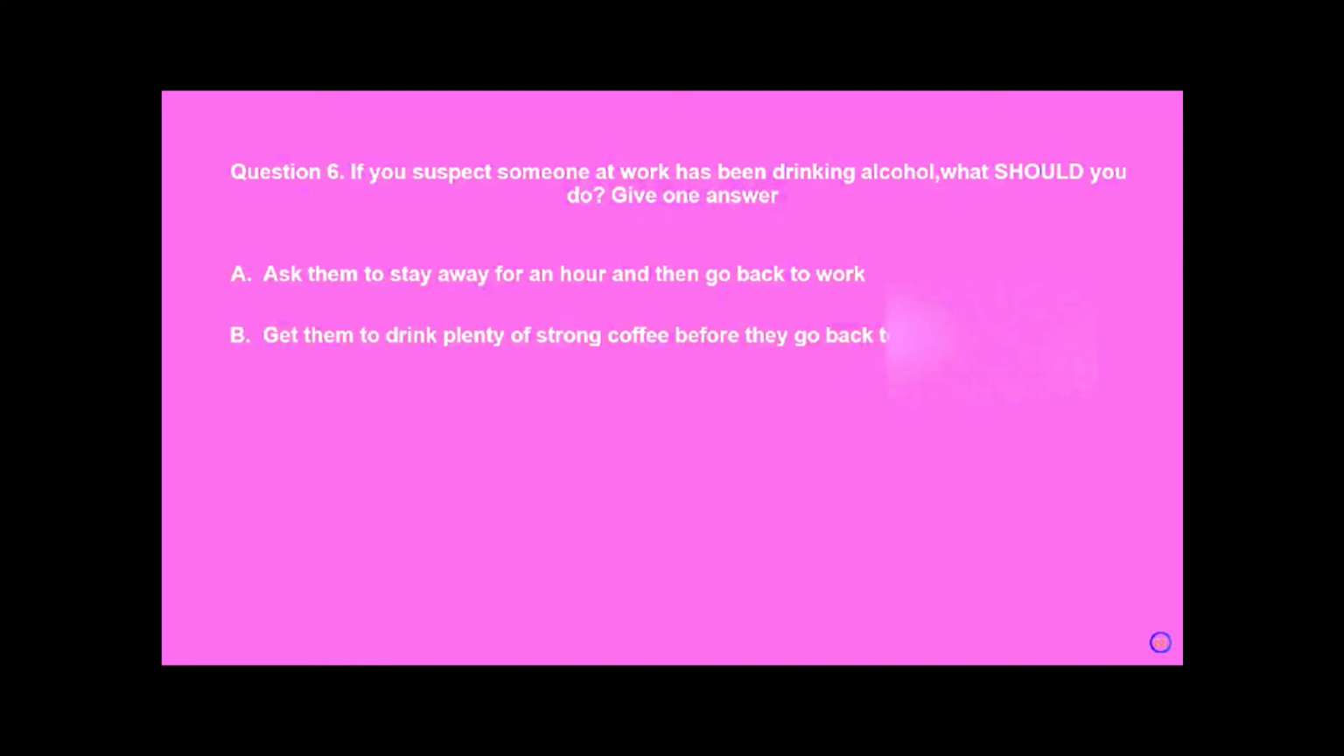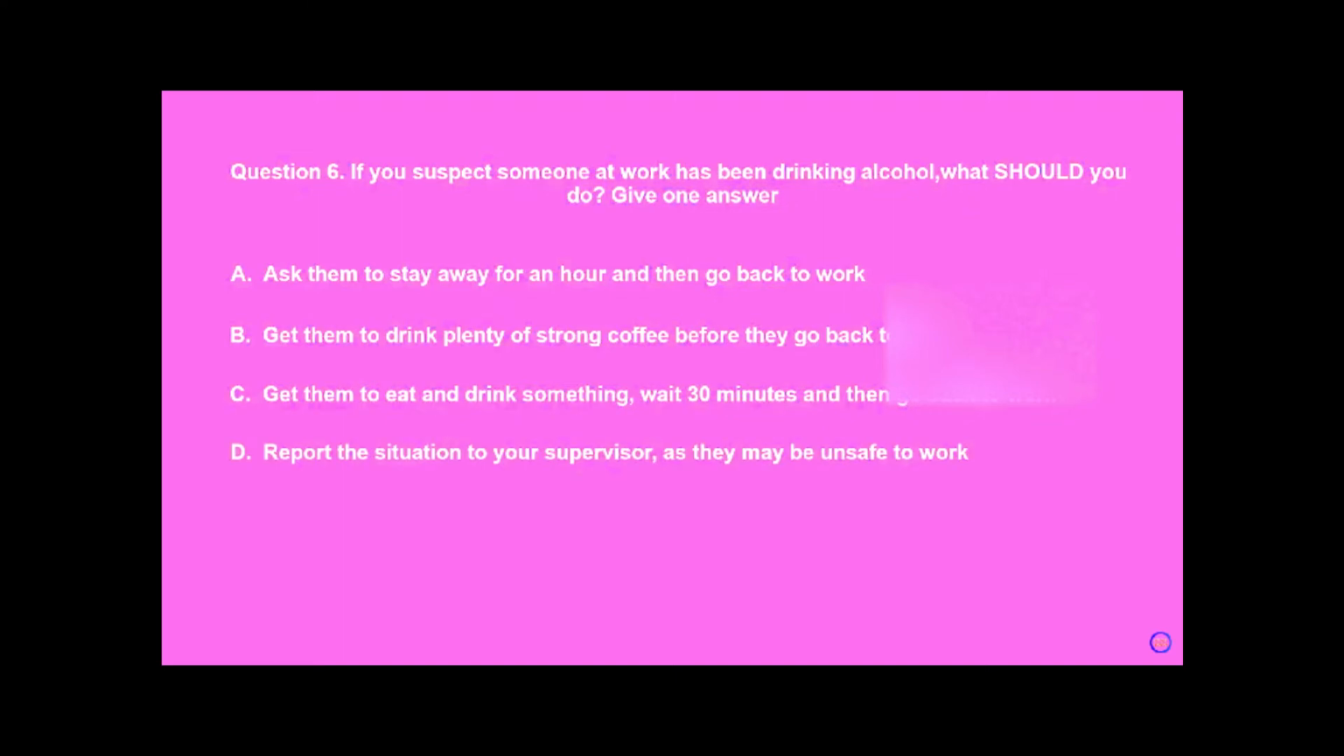Question 6. If you suspect someone at work has been drinking alcohol, what should you do? Give one answer. A. Ask them to stay away for an hour and then go back to work. B. Get them to drink plenty of strong coffee before they go back to work. C. Get them to eat and drink something, wait 30 minutes and then go back to work. D. Report the situation to your supervisor, as they may be unsafe to work. The correct answer is D. Report the situation to your supervisor, as they may be unsafe to work.